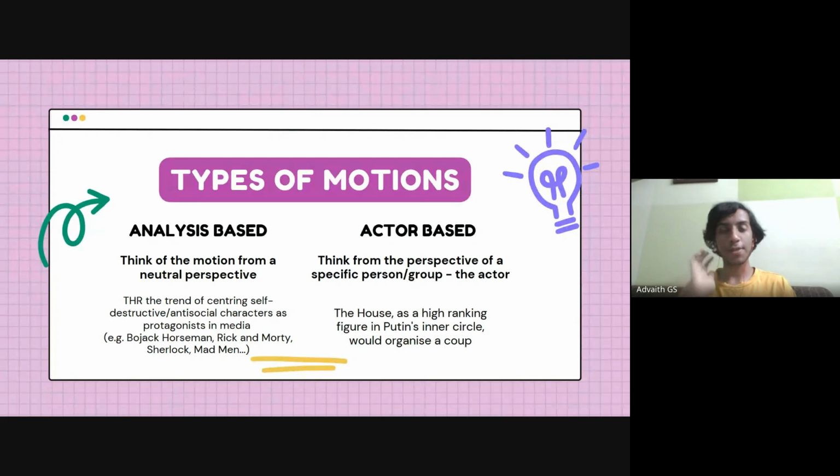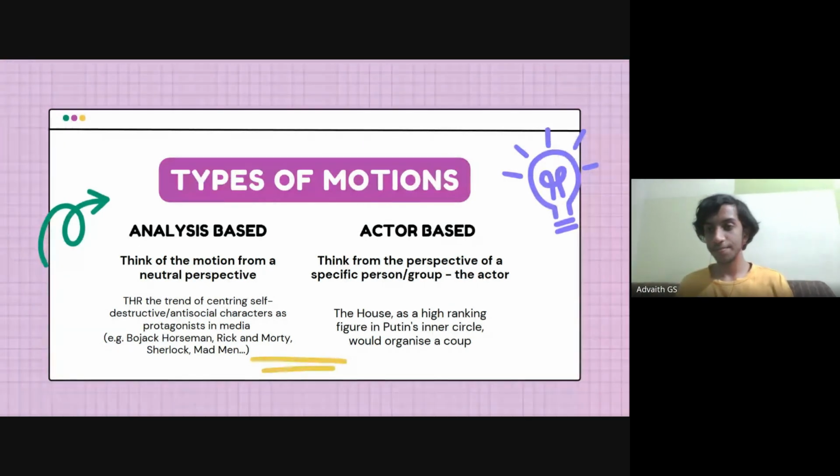Or you can talk about specifically viewers of, say, all of these shows, right? So that's what this motion is going to be about. The debate is going to be about that. You have to analyze and dissect the impact of this specific motion of self-destructive or antisocial characters on the world in general, on people in general, on people who watch these shows, on, say, the media houses that produce these shows, right?